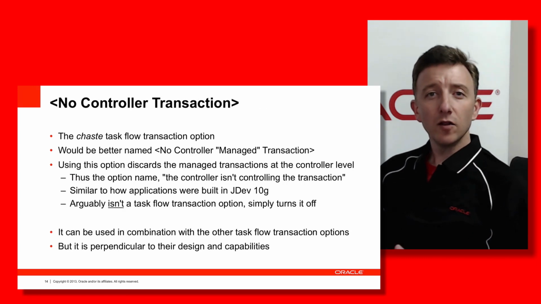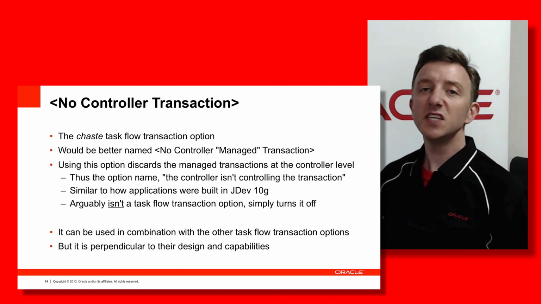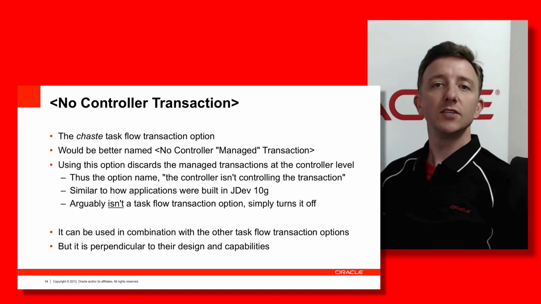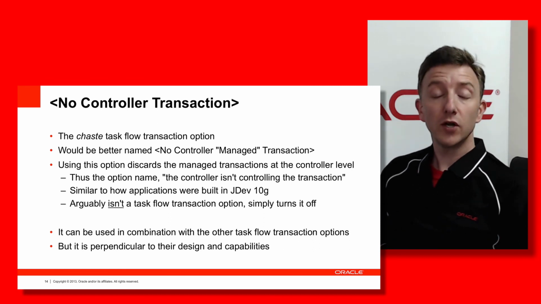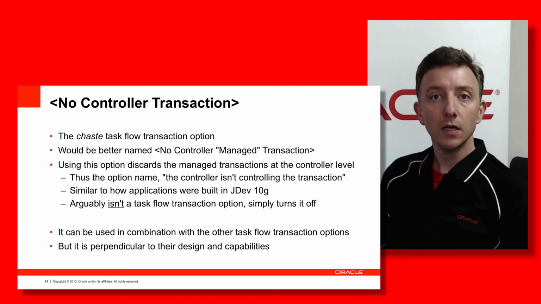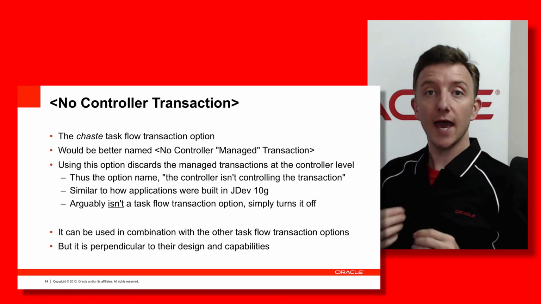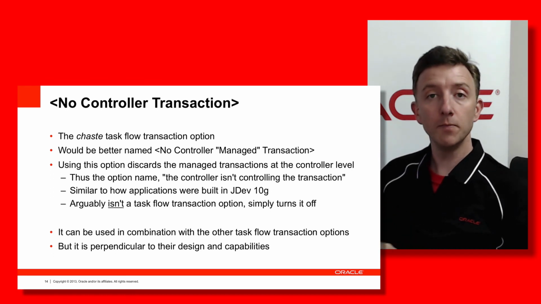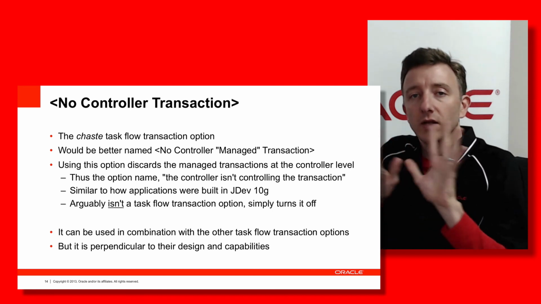Now, the final option we need to consider in terms of the transaction options is no controller transaction. And in fact, this isn't actually one of the options. It's not related to the other options. It really means let's turn the transaction management off at the controller or the bounded task flow layer. So what this option says is, well, we're not going to add a token to the frame and track if a transaction's underway or not. In fact, what it says is, nope, none of that's going to happen.